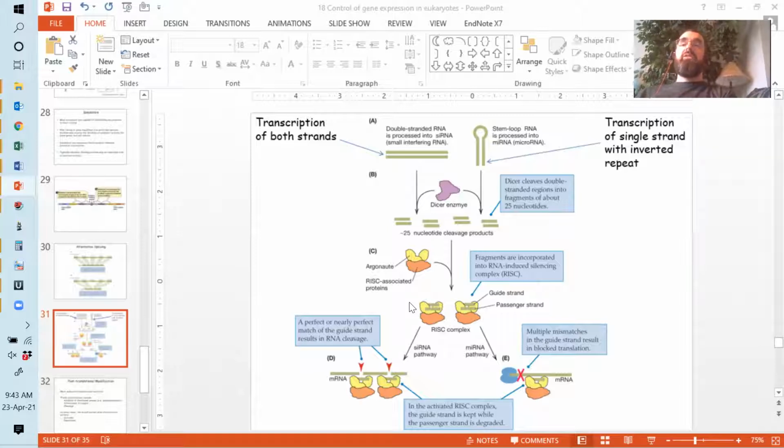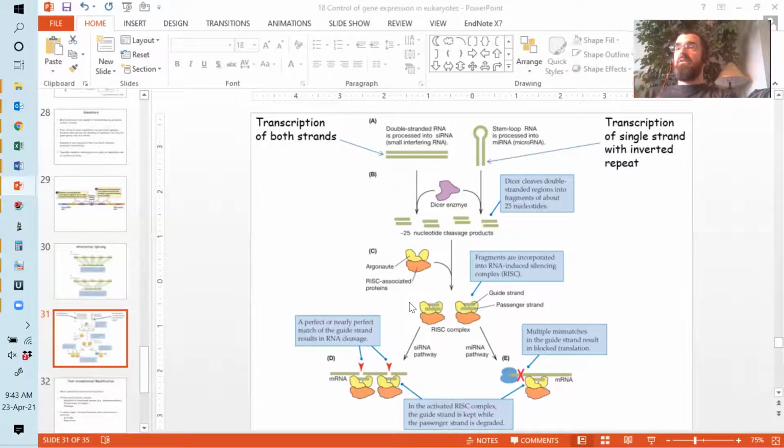Then it uses the remaining strand and goes throughout the cell, trying to find an mRNA that matches. Going all around any mRNA that it finds, it's kind of holding up that short bit of RNA and saying, do we match? Do we match? Do we match? All over until it finds a match. And what happens depends on how good of a match that is.